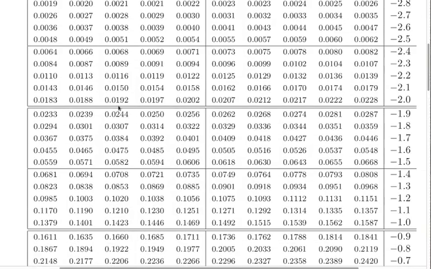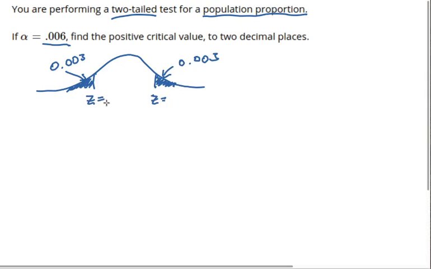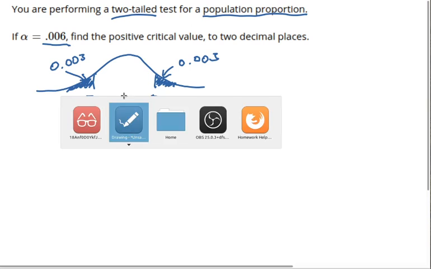So I'm looking up 0.003. I've got 0.0029, 0.003 exactly tells me I've got a z-score of negative 2.75. Negative 2.75.